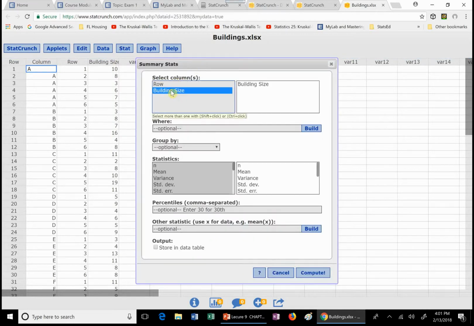Click on building size because that's the variable I'm interested in, right? Click off of all of this stuff because it chooses by default a boatload of stuff, okay? I don't really want that. And all I'm going to do is enter the percentile here. So let's enter 10, the 10th percentile. We enter the percentile in percentage form, not in decimal form, and click compute.